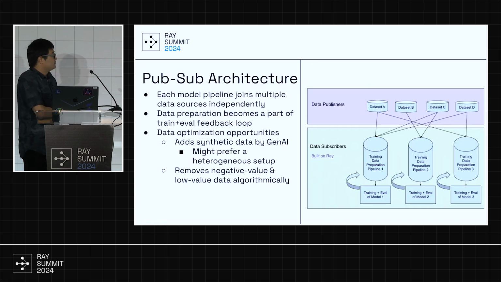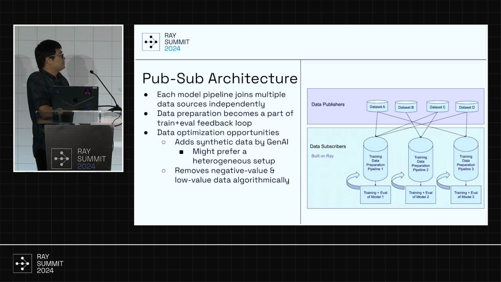Now after the Ray adoption, this is our new landscape. At upstream, we have a few data publishers, basically a few different data sources. You can imagine we have different sensors like LiDAR, radar, and camera, and then we also have map data. Among all of this data, some is annotated by humans, and some is automatically annotated, kind of like semi-supervised learning.